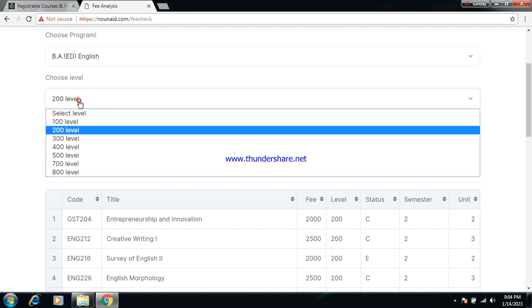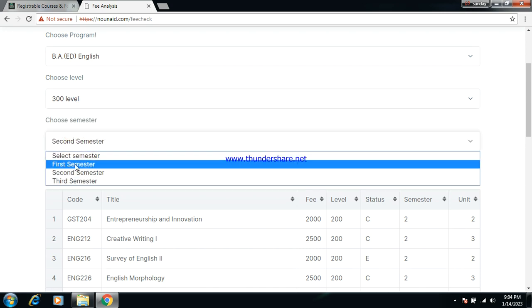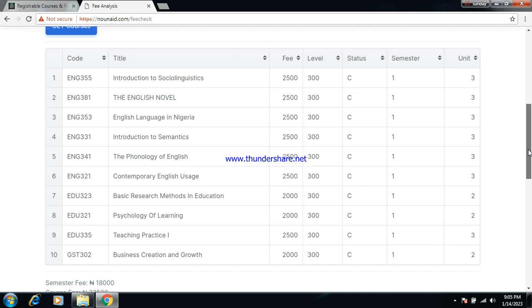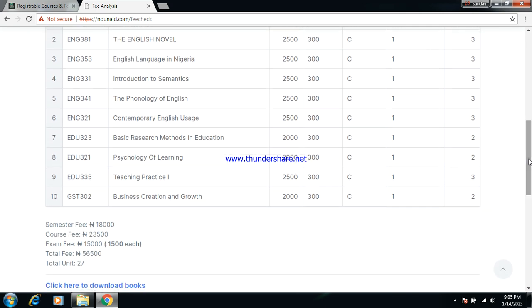Now let's go to 300 level, first semester. Courses during the level of the semester. These are the courses that are 10 here: business, education and growth, teaching practice. This one is a teaching practice one. You know what to do here. These are the title, these are the fees, maybe other thing you need to know. At the left hand side of my dashboard, this is semester fee 3,000 as a summary of everything here. Course fee 23,500, design fee 15,000, total is 56,500.